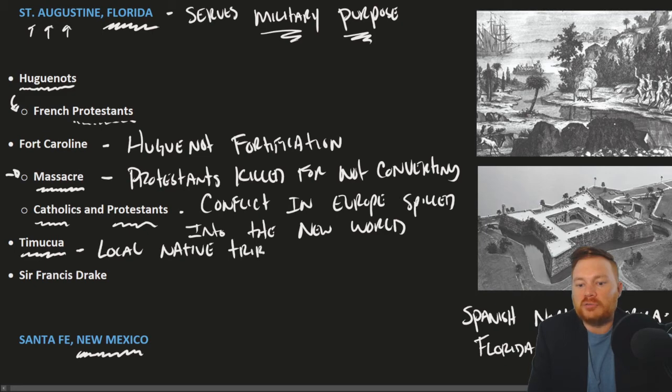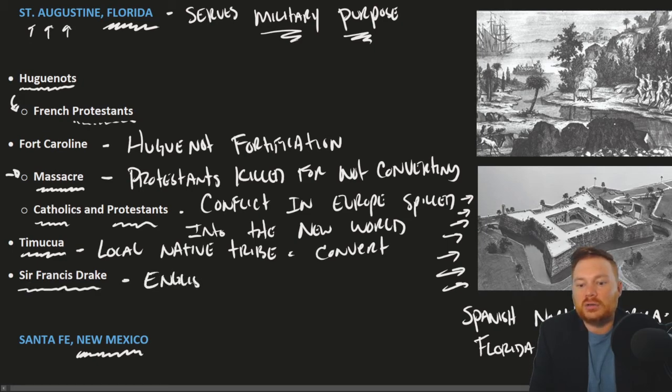Much like native peoples in most parts of North America, the Spanish looked to convert those people. And the Spanish continued to have a presence in St. Augustine. You see a fortification here because there were pirates and privateers like Sir Francis Drake. Sir Francis Drake was an English, we'll just call it pirate, privateer. He was hired by England. English pirate who, we'll just say stole from Spain.